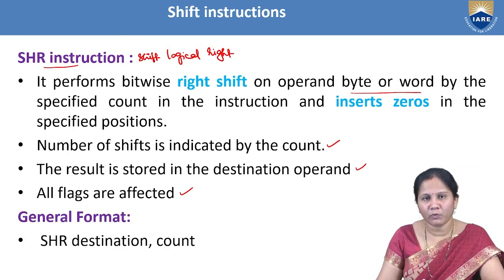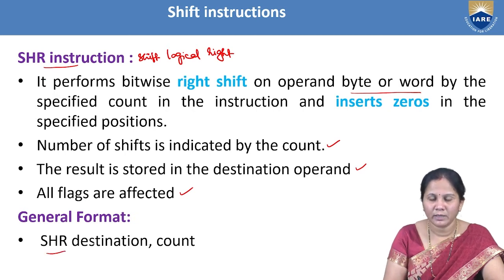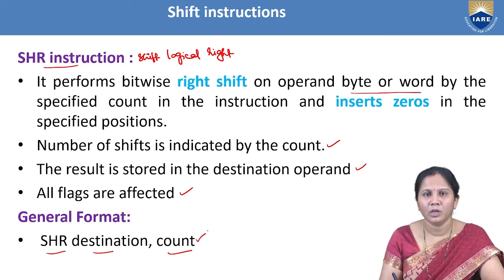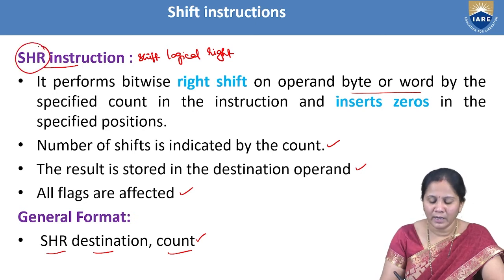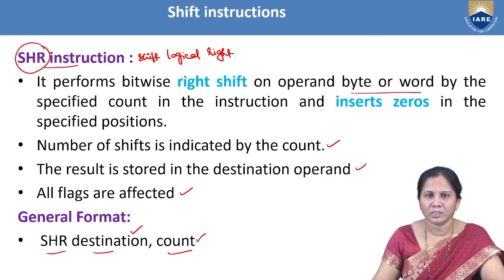Coming to the general format, SHR is the mnemonic, next destination and count. Based on the value you give in the count, that many times the shift right operation will be performed and the result will be stored in this destination. Here the destination may be either a register or a memory location.